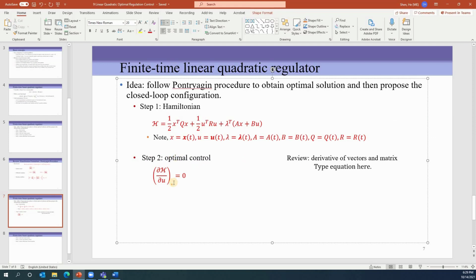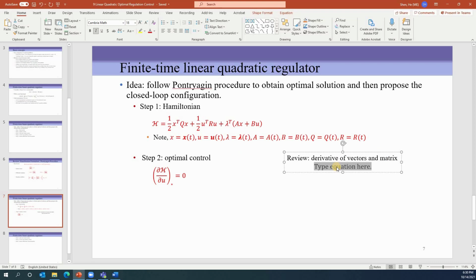Now the second step is to find the optimal control. And optimal control requires partial H partial u equal to 0. And here, u is a vector, and you probably don't remember how to take a partial derivative of this function with respect to u. So before that, we'll have a review of how to take derivatives of vectors and matrices.